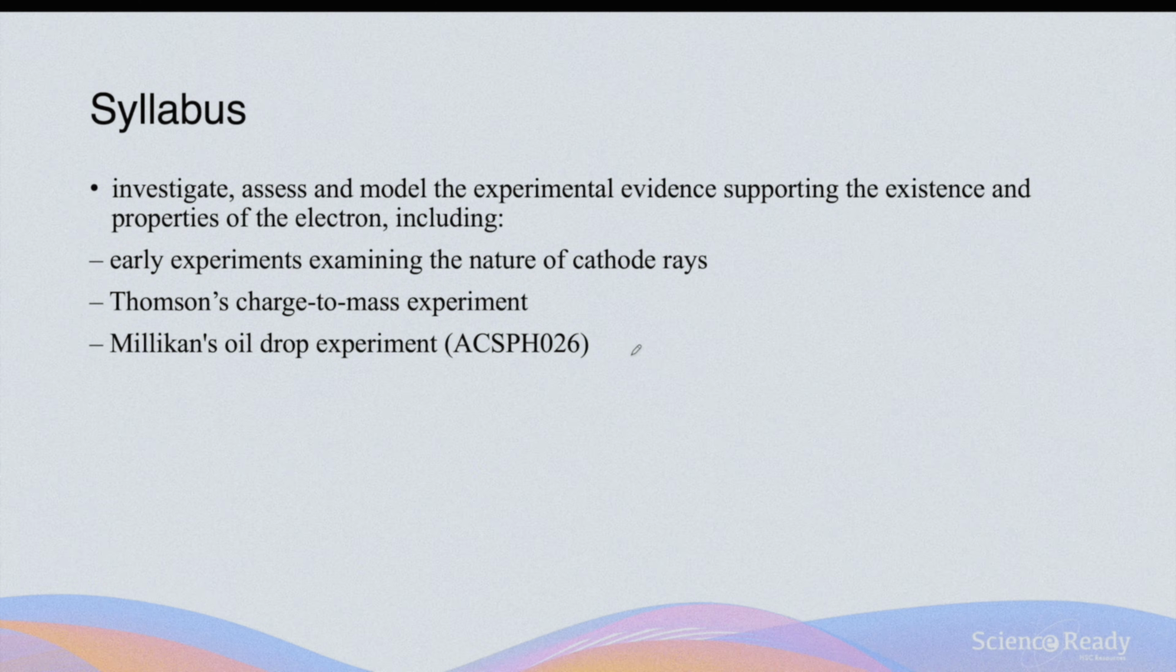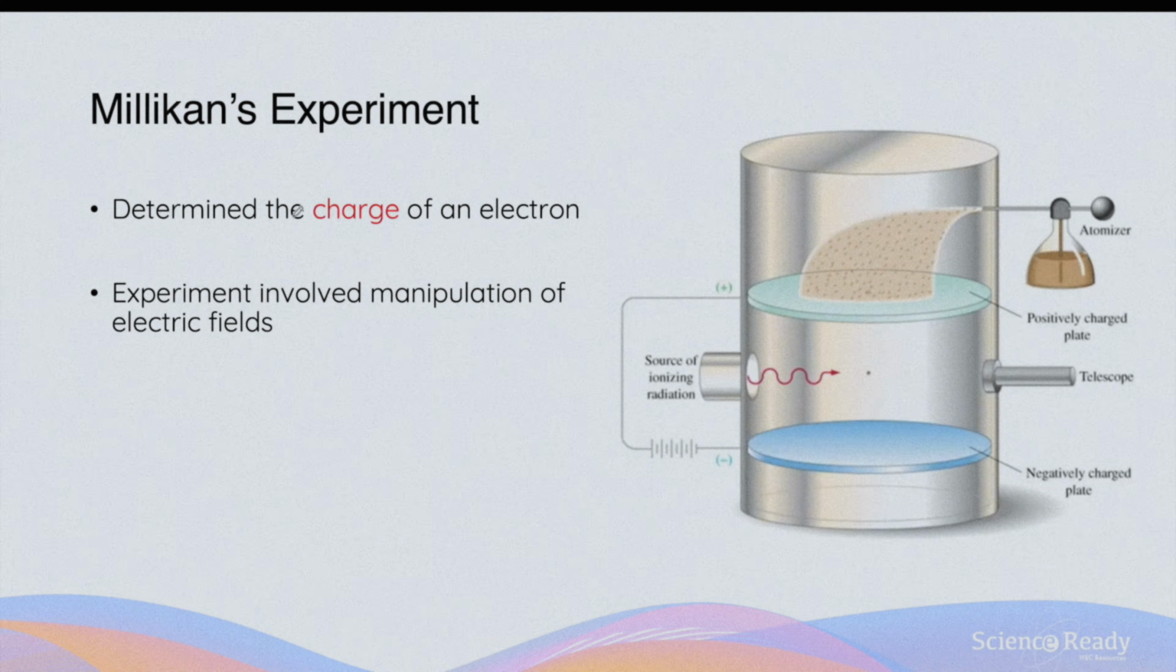Hey everyone, this video is on Millikan's oil drop experiment. Millikan's oil drop experiment determined the charge of an electron. His experiment involved the manipulation of electric fields only. This diagram is a simple representation of Millikan's apparatus. A chamber is divided into two parts. The first part contains oil droplets produced from an atomizer. The second chamber, at the bottom, involves the application of ionizing radiation and electric fields, where the top plate is positive and the bottom plate is negative.